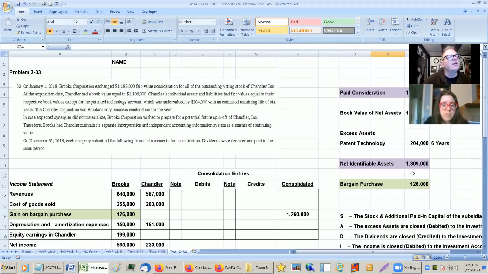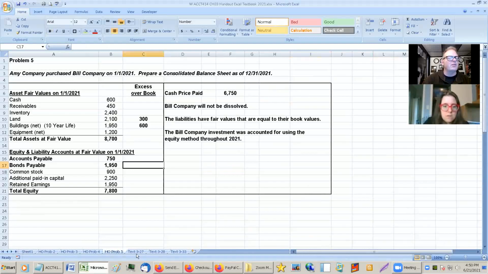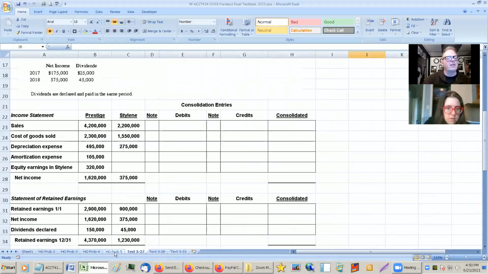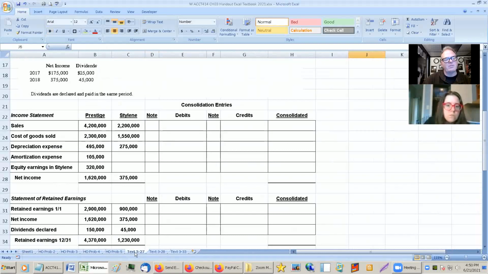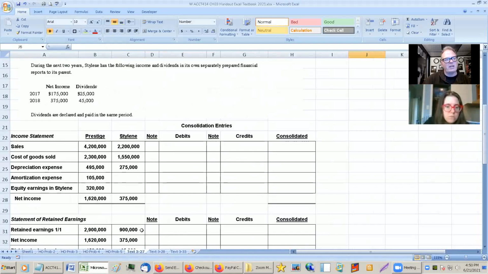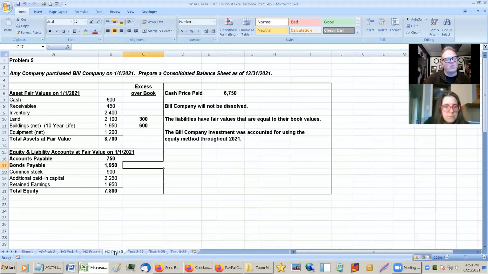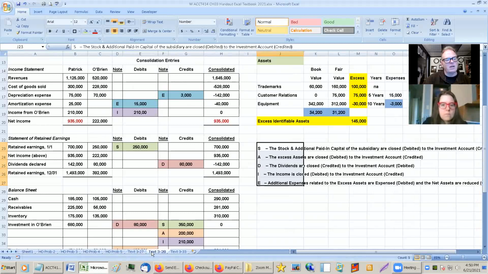Should I finish the chapter 3 packet then? You know, we did up through it. I think this will be the last one we do for chapter 3, though. You don't have to do handout problem 5, and you don't have to do text problem 3-27, which is wacky. So what we'll do is just do text problem 3-33. Next class we'll do a practice exam.